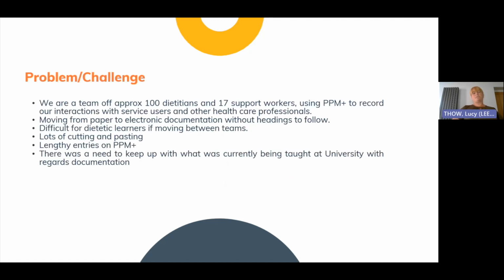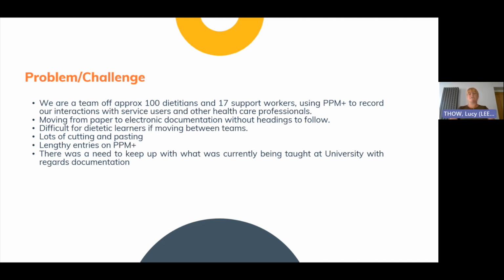So, problem and challenges. Prior to moving to electronic documentation, LTHT dietitians used a paper record with pre-printed headings. This style made it quite easy to see strategies that had already been tried and if there'd been an improvement. Following the move to electronic documentation, the PPM Plus form became essentially free text. And in a large department broken down into smaller teams, the free text style led to a huge variation in the way things were documented.